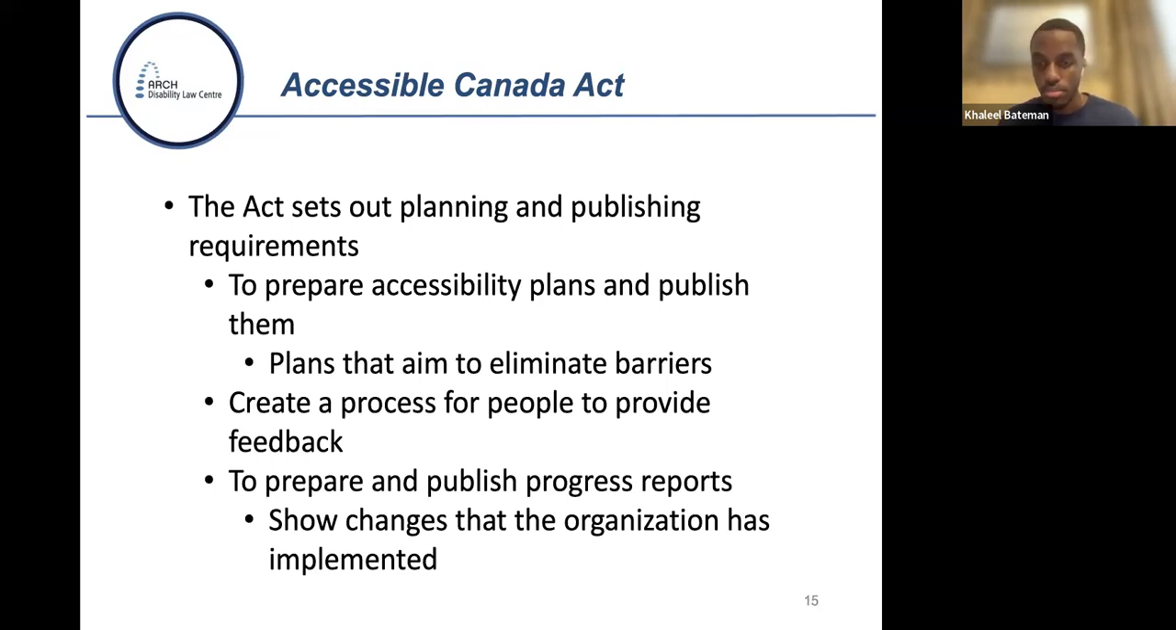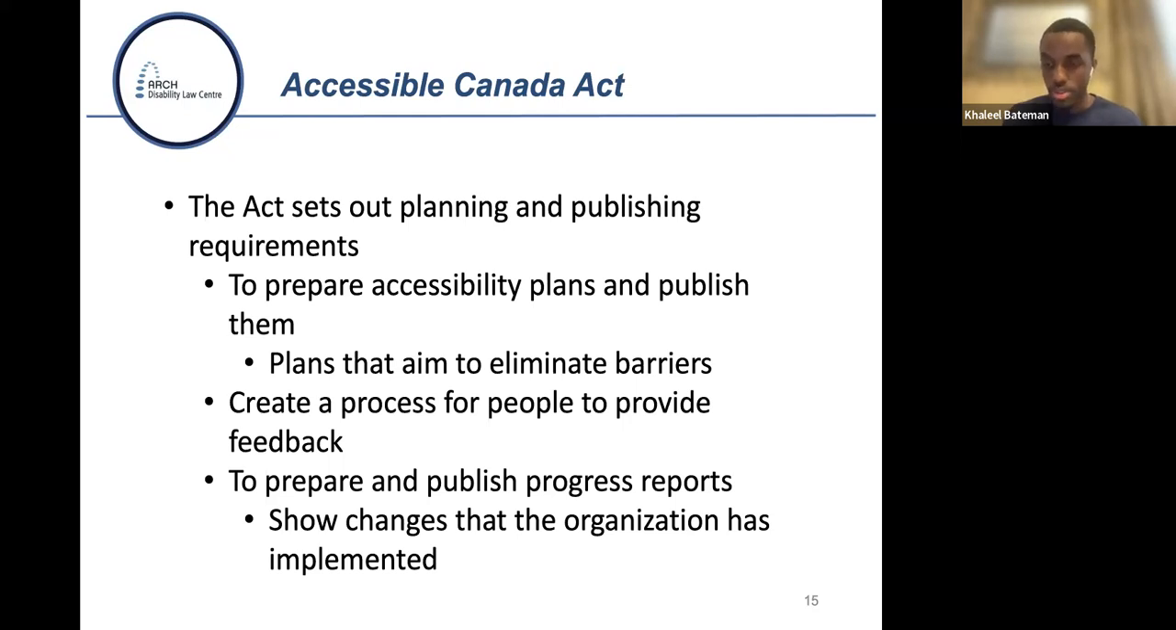So, as I said before, primarily, the focus of the ACA is on the planning and reporting that goes into accessibility plans. The Act mainly sets out planning and reporting requirements on the entities to which they apply. They are as follows. Entities must prepare accessibility plans and publish them. Create a process in which people are able to provide feedback to their accessibility plans and to prepare and publish reports showing the changes that the organization has implemented and how those changes have made a difference or not.